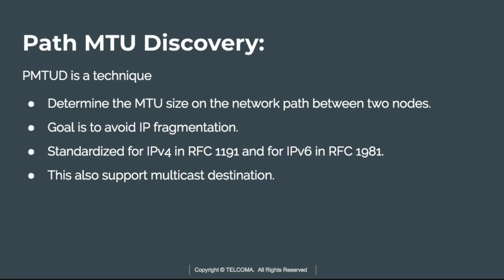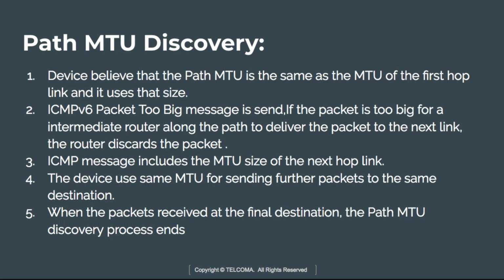PMTUD was originally designed for routers in IPv4, but in IPv6 the router cannot fragment the packet anymore. So here we will use IPv6 for the devices. The work of fragmentation is done by the sender of a packet. So we are using this path MTU discovery at the sender process. Now we will discuss how this path MTU discovery will work.